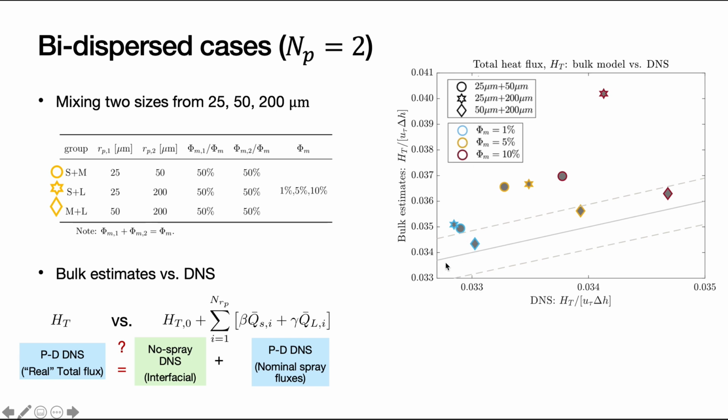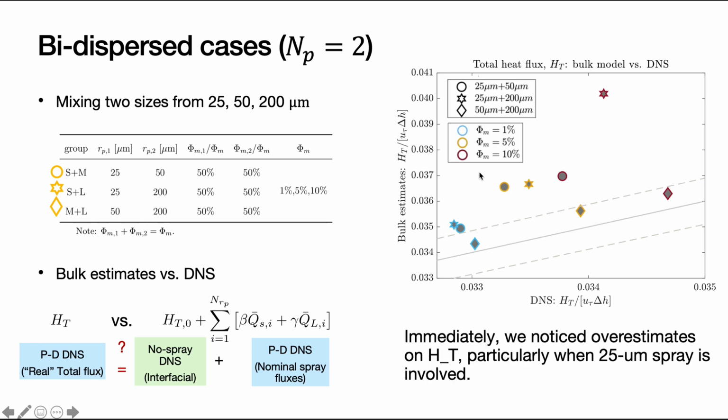So first we will see a gray solid line, which means y equals x. That means bulk estimation is equal to DNS. Then two dashed lines next to this solid line mean plus and minus 2.5% of the error. Now we can see if any mix of the two sizes contains small droplets such as 25 microns, then larger mass fractions give a larger error of the estimation from the bulk models, which is a problem.